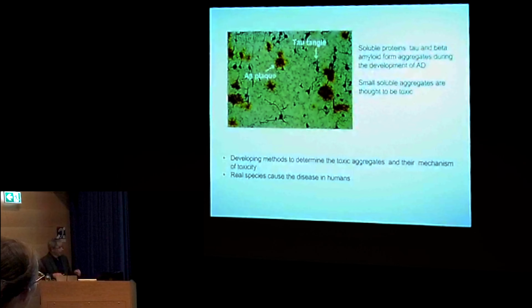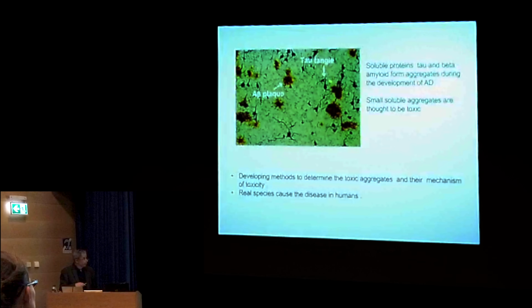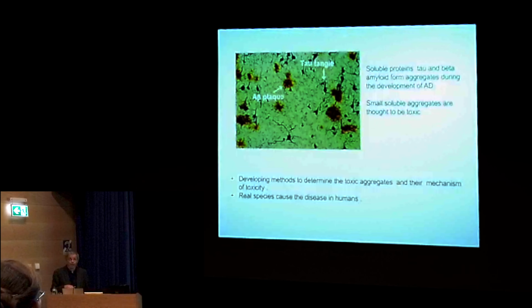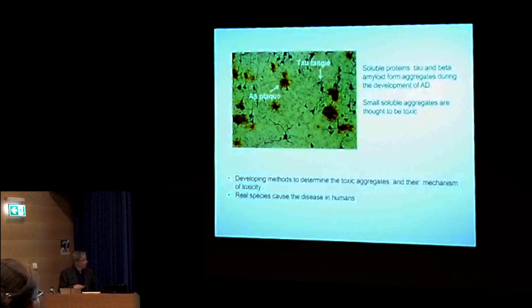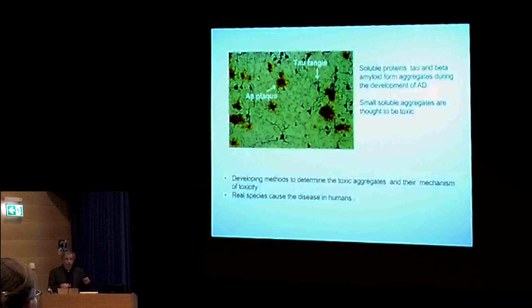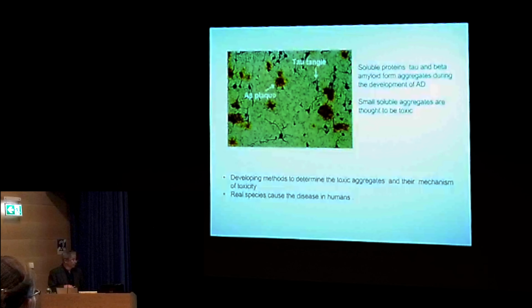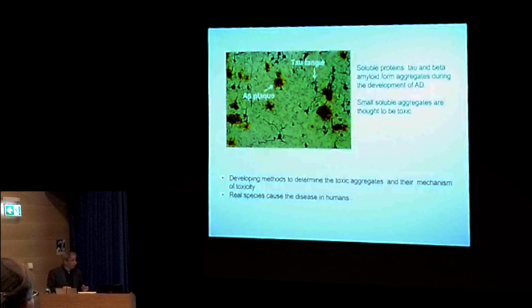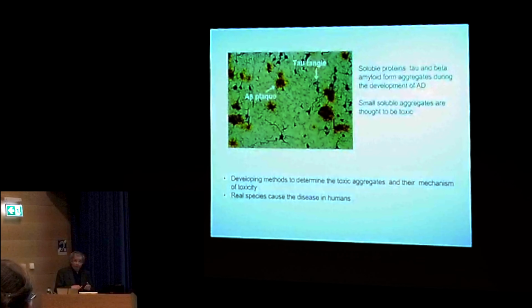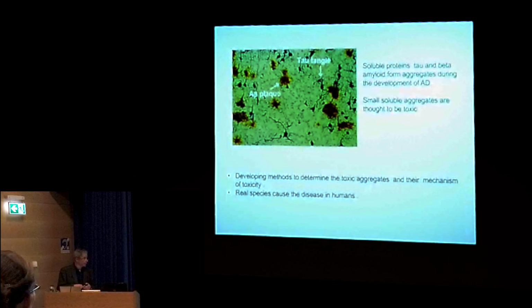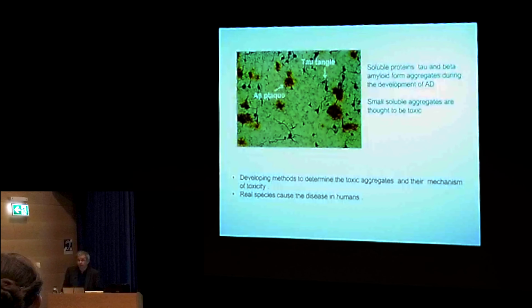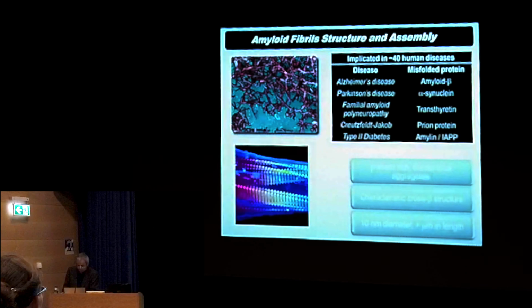And what's been found over a lot of research is that it's not these final end products that are damaging to neurons and result in memory loss and ultimately neuronal death, but it's the small soluble aggregates on the way, going from the monomer to these fibrils, that are toxic. So we've put a lot of effort into developing methods to determine which aggregates are toxic in humans and their mechanism of toxicity, and actually to identify the real species that causes the disease in humans.